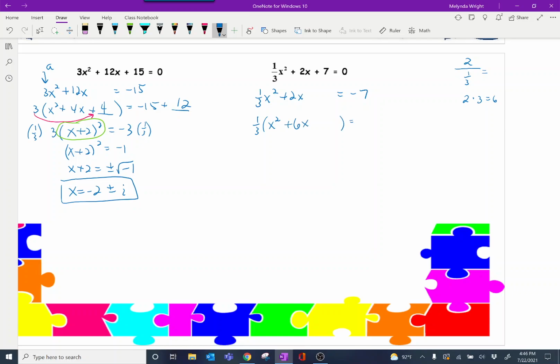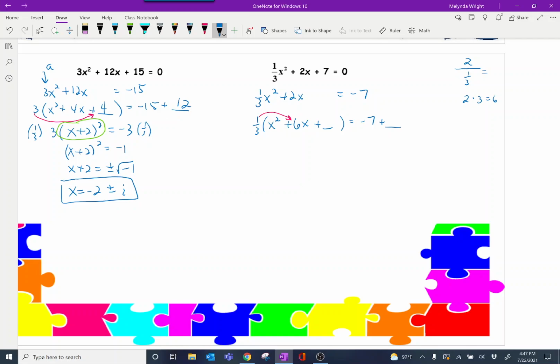You're like, what? I know, it's crazy, right? Okay, and if you're worried that you did it wrong, you can check your work by just multiplying this out. You know, 1/3 times 6, yeah, that's 2. So you did it right. Okay, great. So now we're going to half b. b is 6. So let's see, half of 6 is 3.